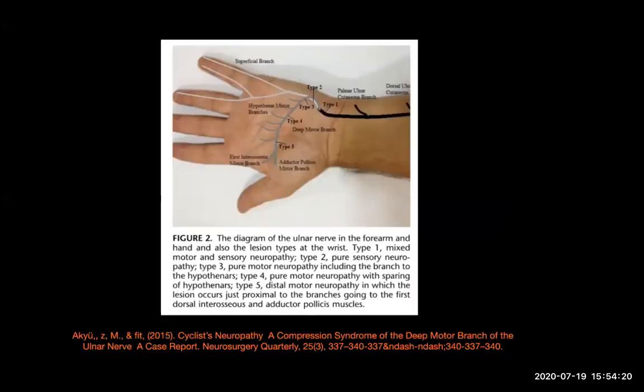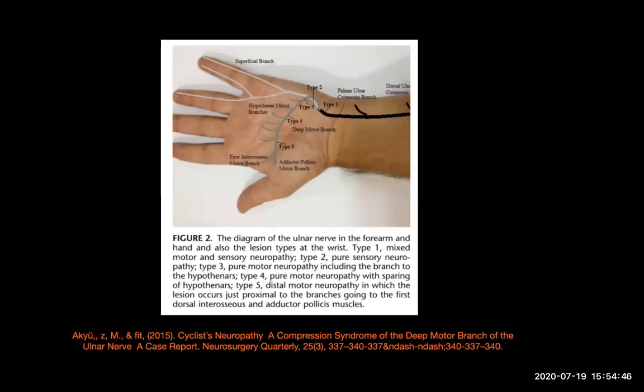So here, this is actually made as a result of analyzing the cyclists. A lot of times we are dealing with cyclists, and for those of you who are also doing some biking, you have to be very careful, because as you can see, there are so many ways you can compress that particular nerve, depending on the type.